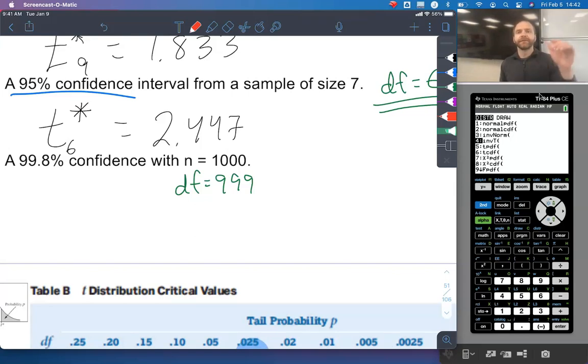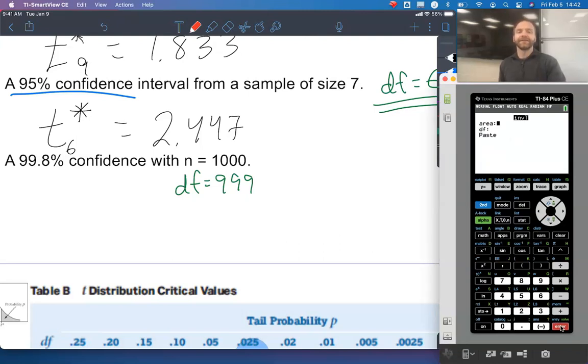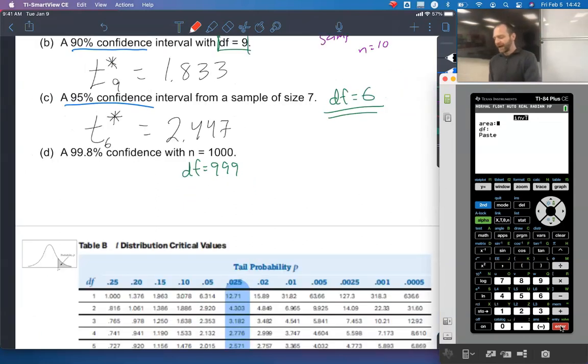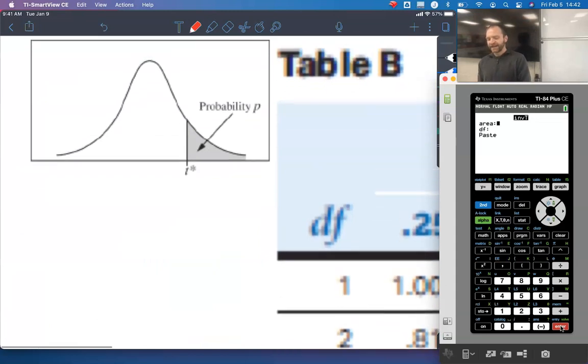You can see right down below where I'm at. I'm in my distribution, so second vars, and that's where you can go. And notice number 4 says inverse T. So I can hit enter on inverse T. And it's asking for the area. So what do you think that area is? Well, based off of what I see in table B, it says your tail probability. How much area do I have in the tail? And notice it's asking just for one side of the tail.